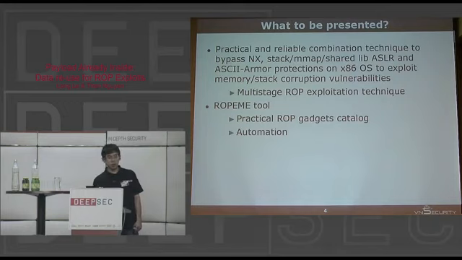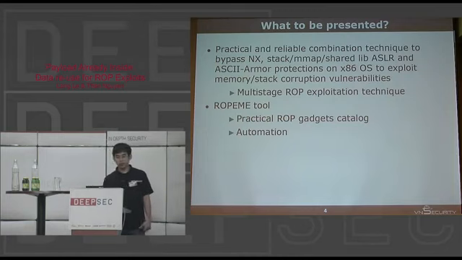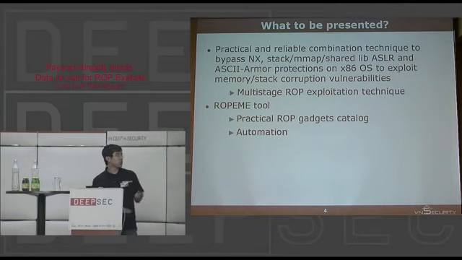And in order to automate all of these things and make it very easy for people to use, we have a tool with a practical ROP gadget catalog that also supports automation and many other things, like very easy stripping.